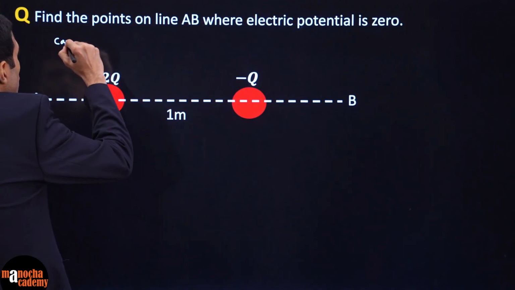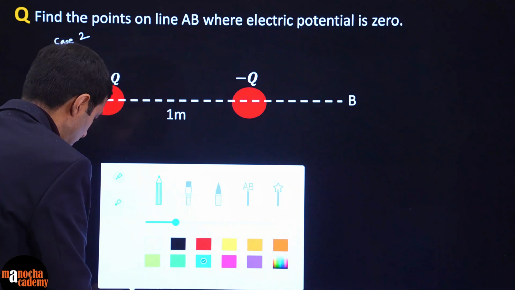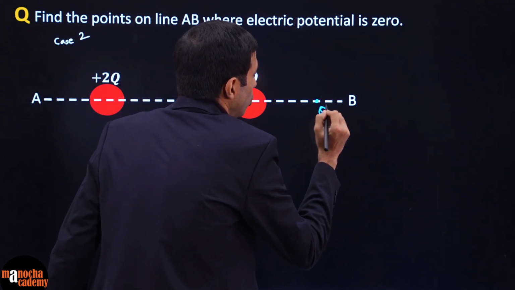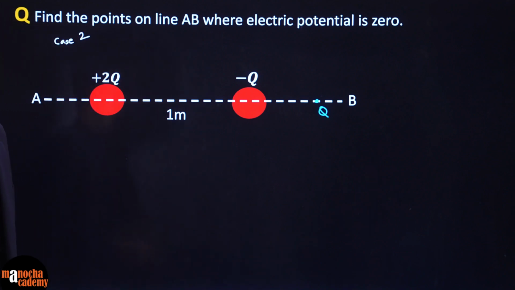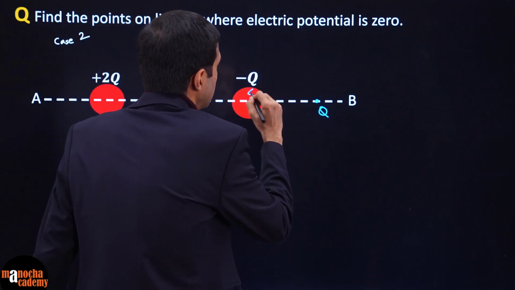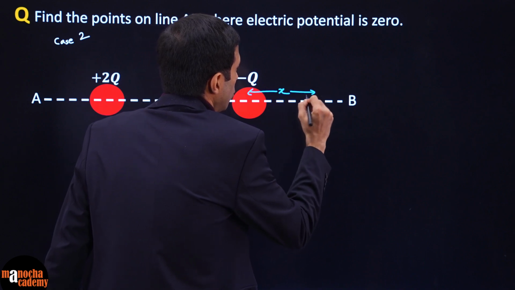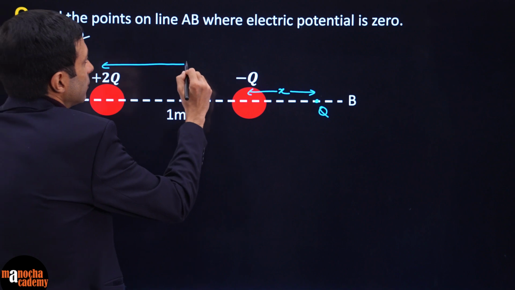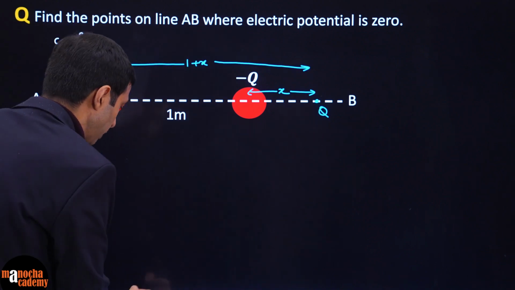Case number 2, where we are going to consider our point here, let's say point Q, where once again the potential is 0. Now where is this point? Once again, let's say it's at a distance of x from minus q. So this entire distance will basically become 1 plus x. And once again apply the concept that we discussed.